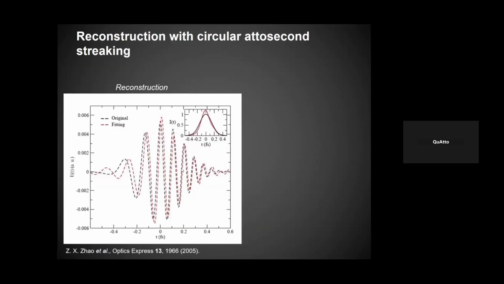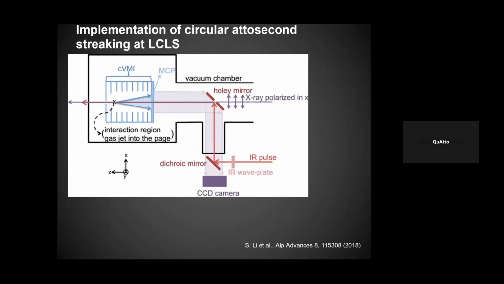They have also shown that from this information, you can nicely reconstruct again the amplitude and the phase of the attosecond pulse. In other words, you can reconstruct the electric field of your attosecond pulse. And this is essentially the idea that was implemented at LCLS. The experiments were also complicated regarding the detection, because they had to develop a linear VMI, velocity map imaging, in order to be able to measure this photoelectron angular distribution on a single shot basis.